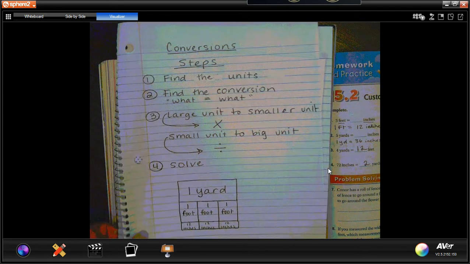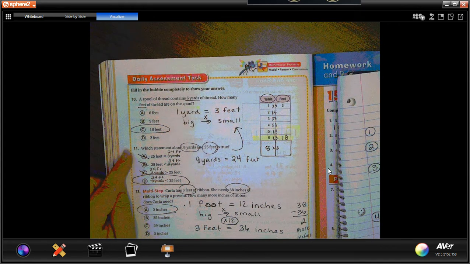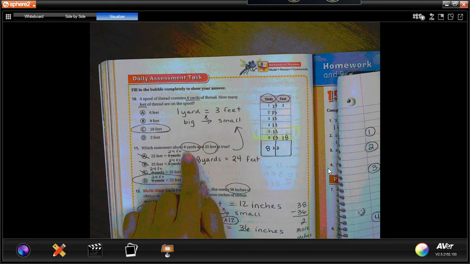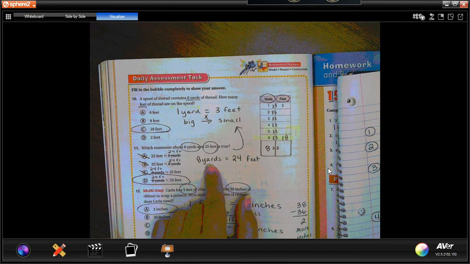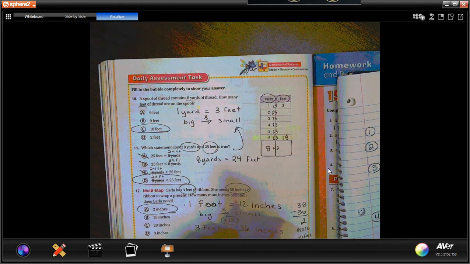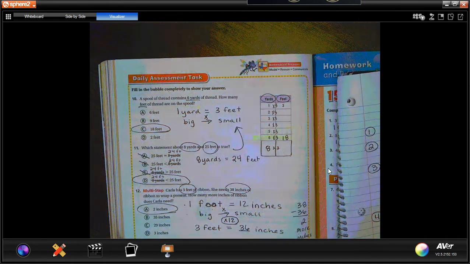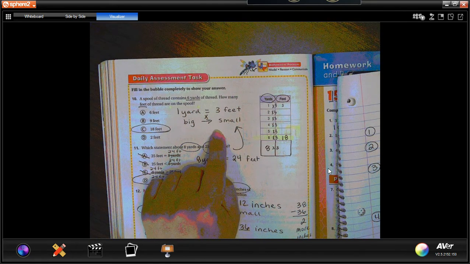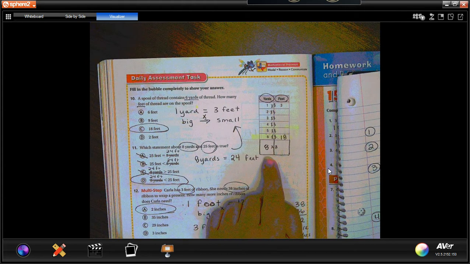Then on 11, it says, which statement about 8 yards and 25 feet is true? Again, step 1, we're finding the unit. We're dealing with yards and feet. We didn't write it twice; I just drew a little arrow because it was the same yards and feet. Again, you need to know what equals what, and that we're going from a big unit to a small unit. We made the table a little bit longer and just continued it.